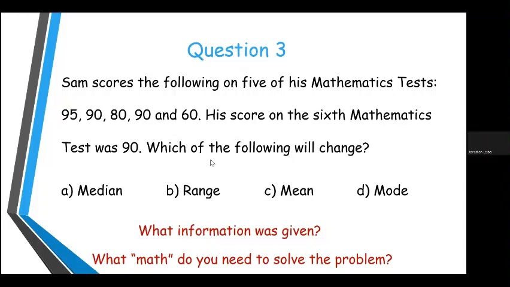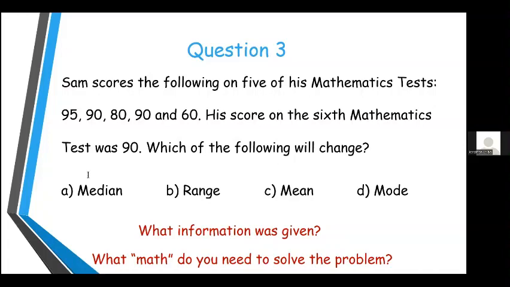So the information that was given was what he scored on each test. He scored 95 on the first, 90 on the second, 80 on the third, 90 on the fourth, 60 on the fifth, and 90 on the sixth. Awesome. Thank you for that. So how would you solve this problem? You would add 90 to the set. So it's 95, 90, 80, 90, 60, and another 90 now.